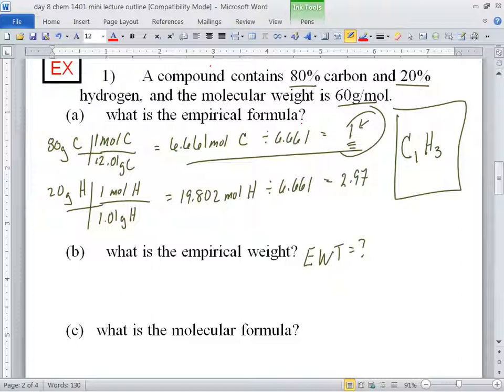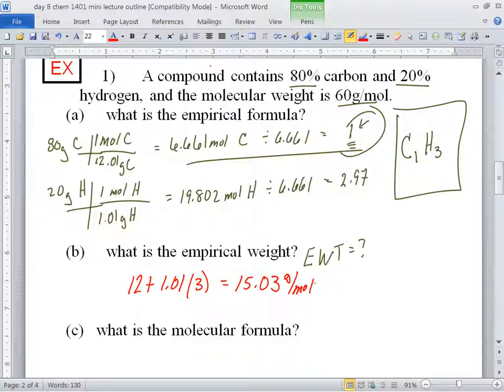Add up 12 plus 1.01 times 3. So that's 15.0, yeah, it'd be 15.03, right? Grams per mole if you want to put units on there. So there's my empirical weight. So just think of empirical weight as molar mass. That's all it is. They're just using the technical jargon. Find the molar mass of your empirical formula that you just found. Great. Okay, now what's the molecular formula?